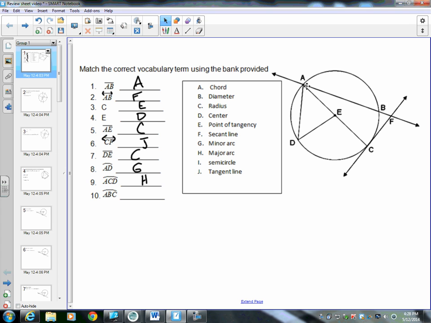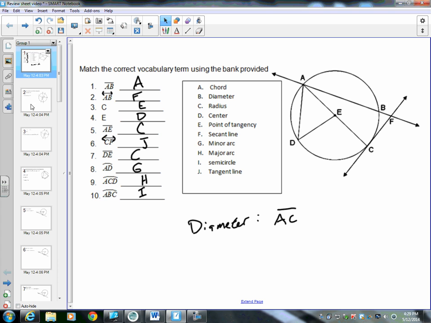Arc ABC, A to B to C, goes from one end to the other, and it cuts the circle in half exactly. That's called a semicircle, I. There was one that we did not use here, and that is B, diameter. I want to talk about the diameter really quick since it wasn't there. The diameter is a chord, basically. It goes from one side of the circle to the other, and it always contains the center point. So in this case, the diameter is the segment AC.